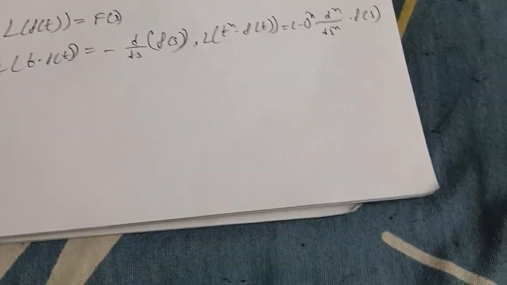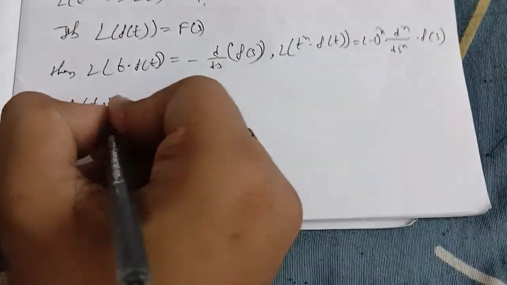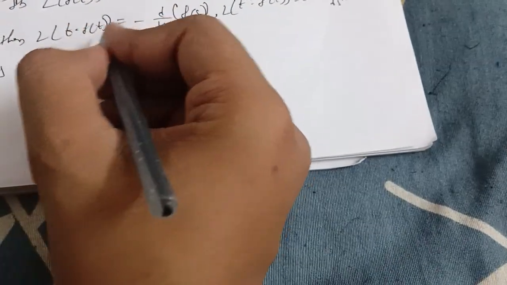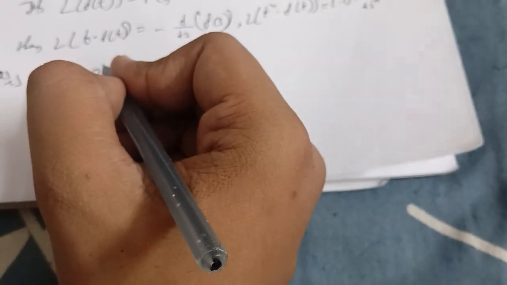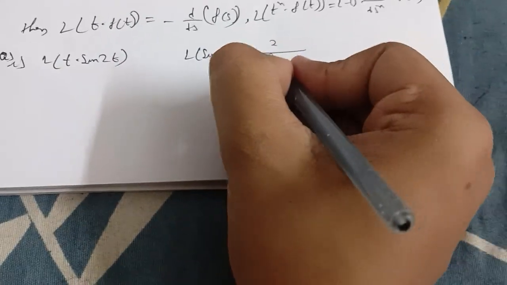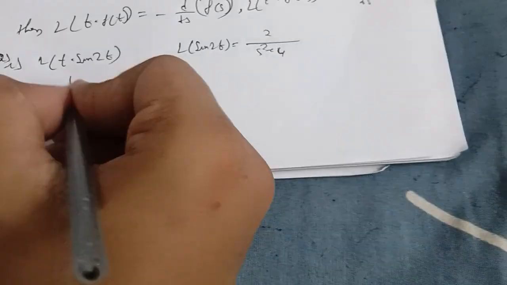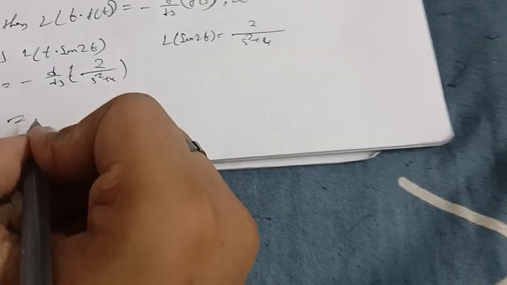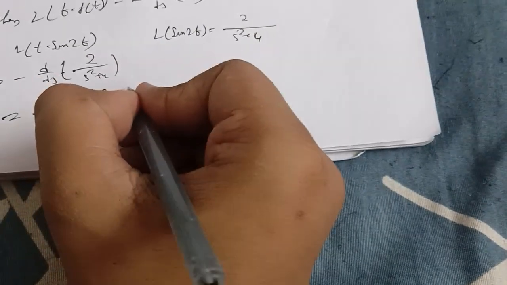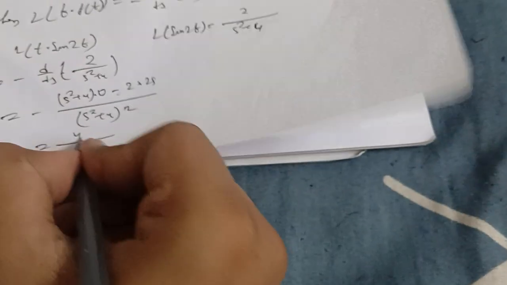Question 1: Laplace of t sin 2t. We use this formula, so we first have to take the Laplace of f(t). Laplace of sin 2t is equal to 2 by s squared plus 4. So it will be minus d by ds of 2 by s squared plus 4. That is minus of (s squared plus 4) into 0 minus 2 into 2s, over (s squared plus 4) whole squared, so it will be 4s by (s squared plus 4) whole squared.